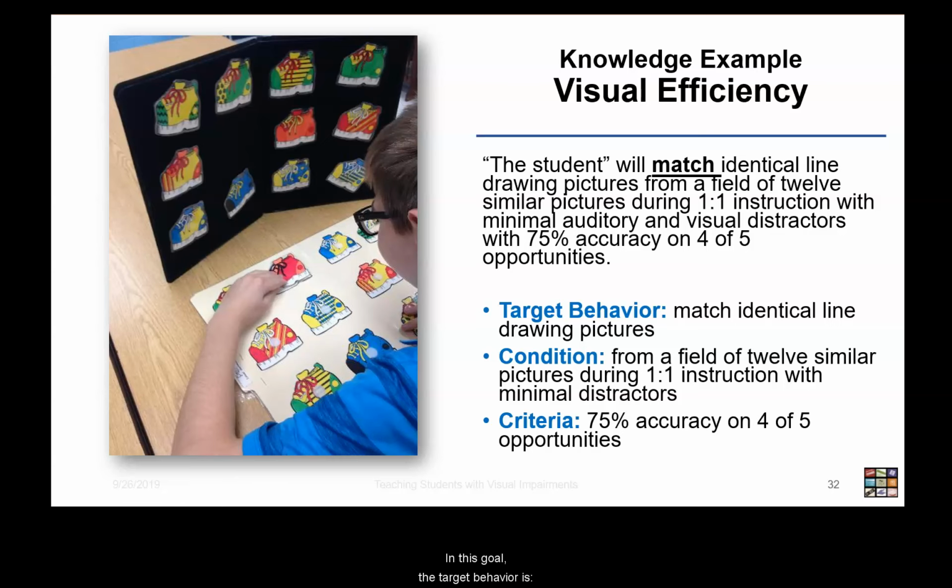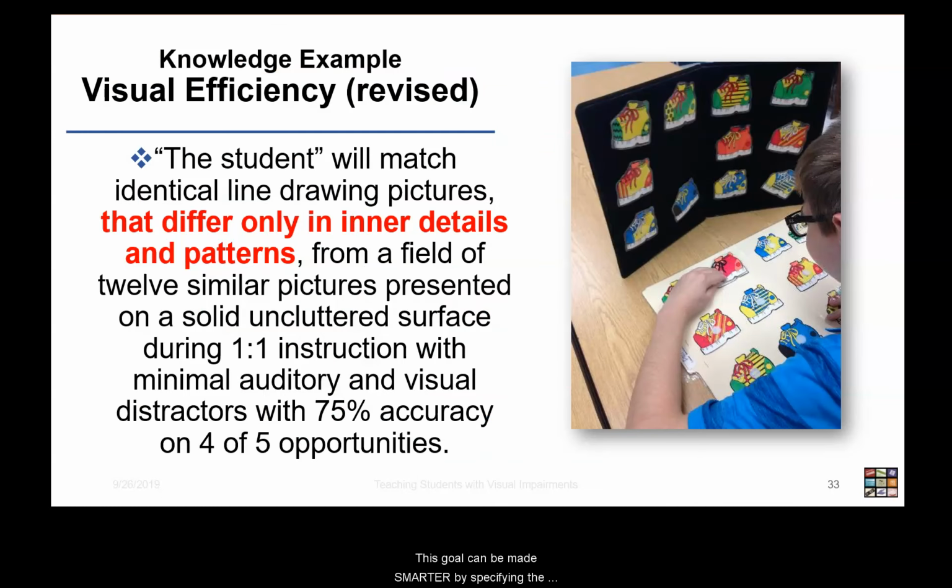In this goal, the target behavior is match identical line drawing pictures. The condition is from a field of 12 similar pictures during one-on-one instruction with minimal distractors. And the criteria, 75% accuracy on 4 of 5 opportunities. This goal can be made smarter by specifying the complexity of the line drawing.